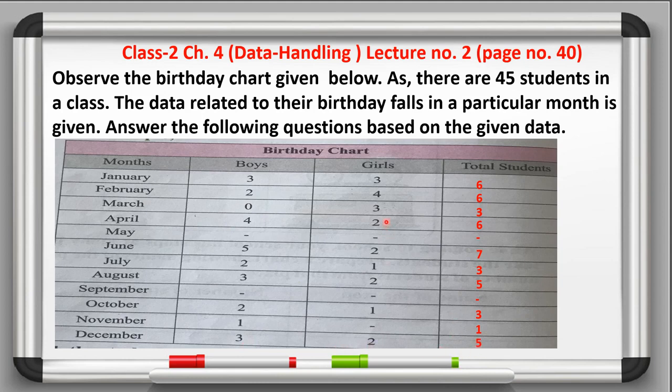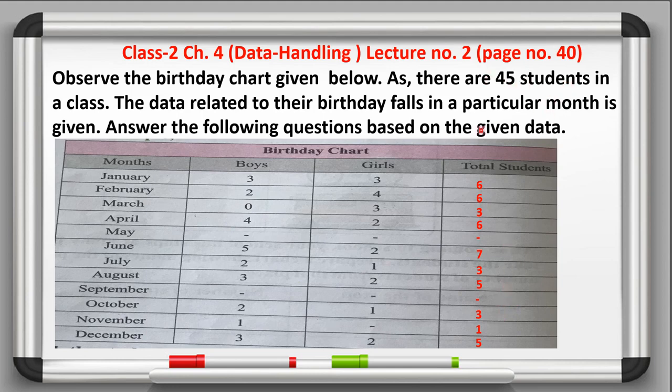So understood beta, this is the birthday chart of these 45 students. In 45 students का जो एक क्लास में है, उनका birthday chart given है. कितने boys का birthday particular month में होता है और कितनी girls का होता है. And here we have to find out the total students whose birthday falls in that particular month. So here you can see in May month no birthday falls, ठीक है, and also in September month, September और May month में किसी का भी birthday नहीं होता है in 45 students में से.